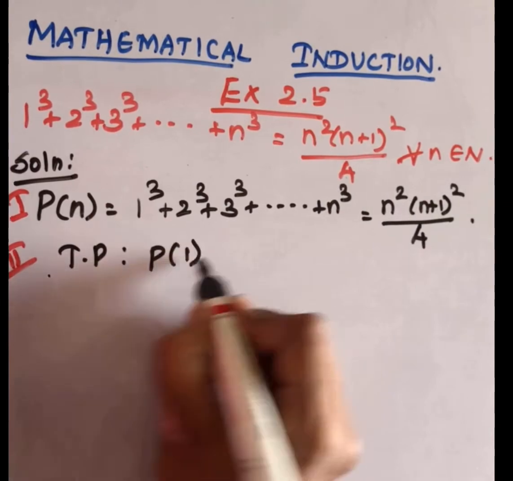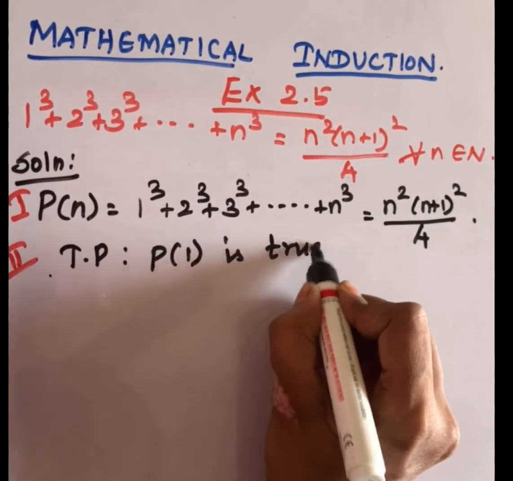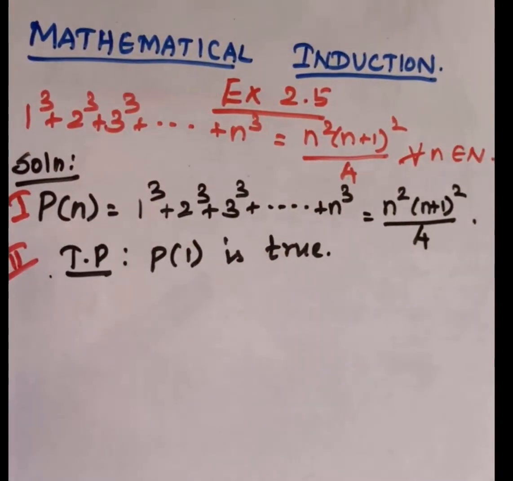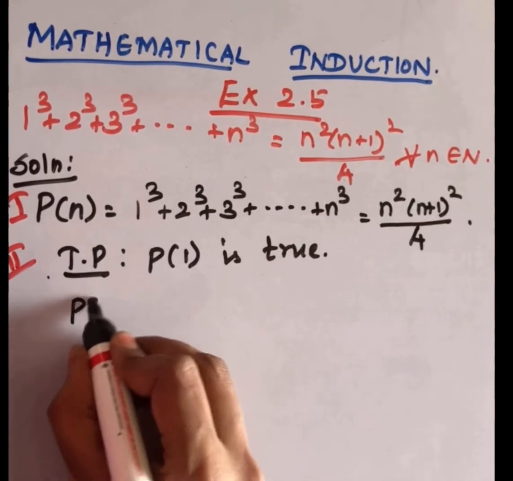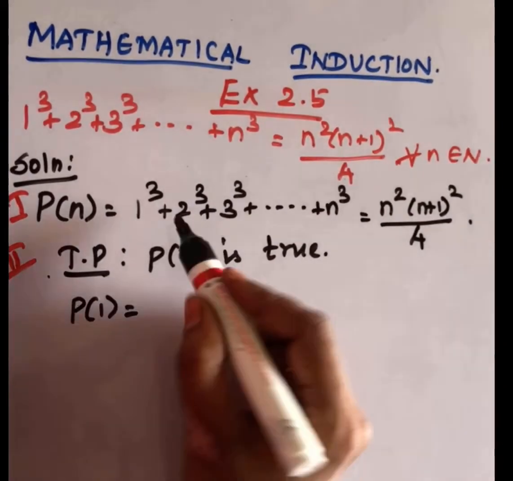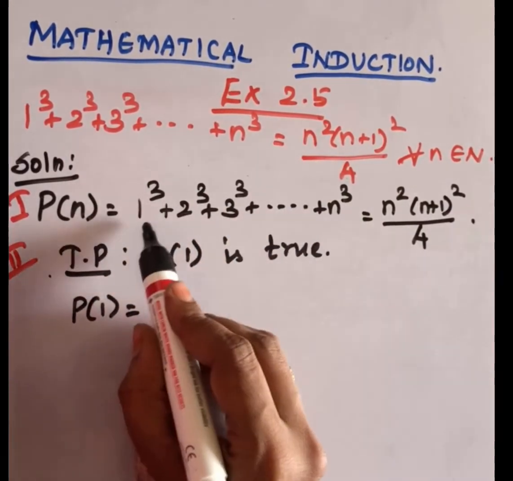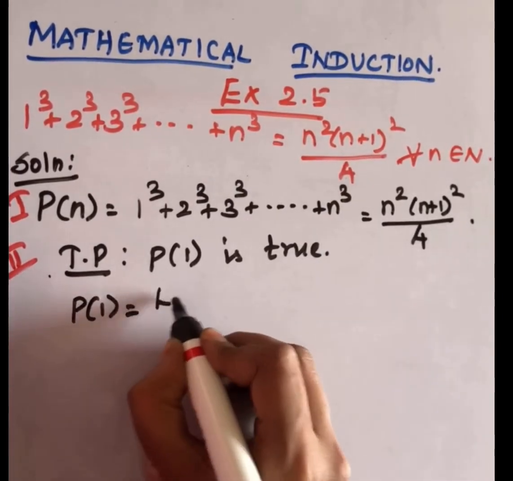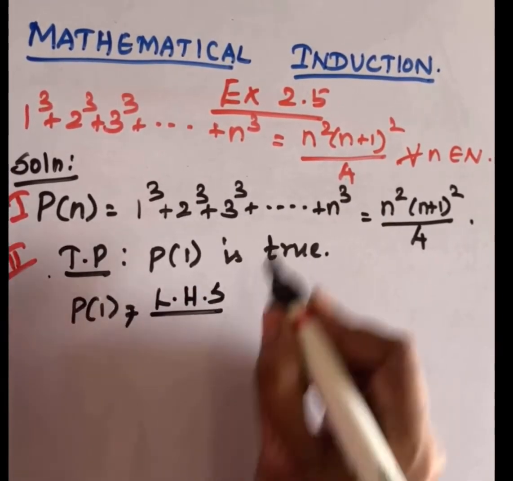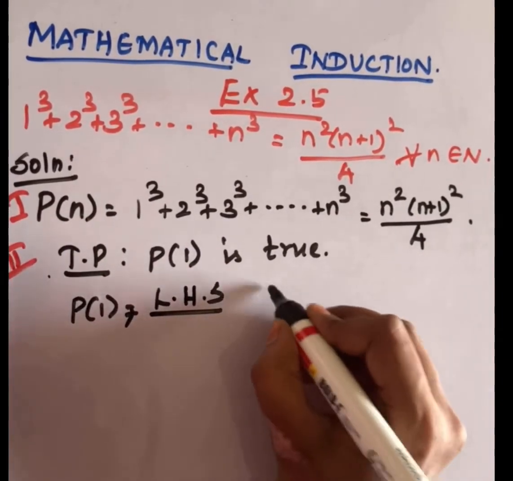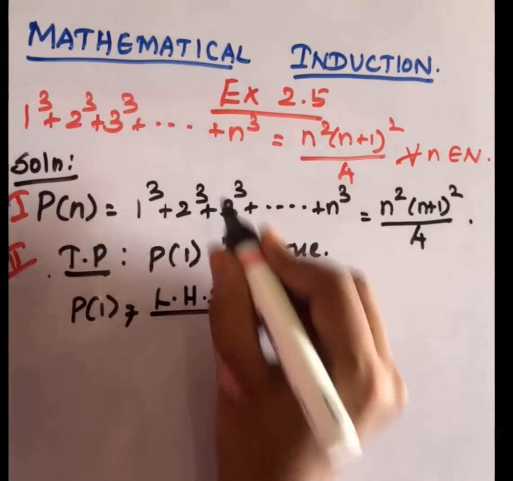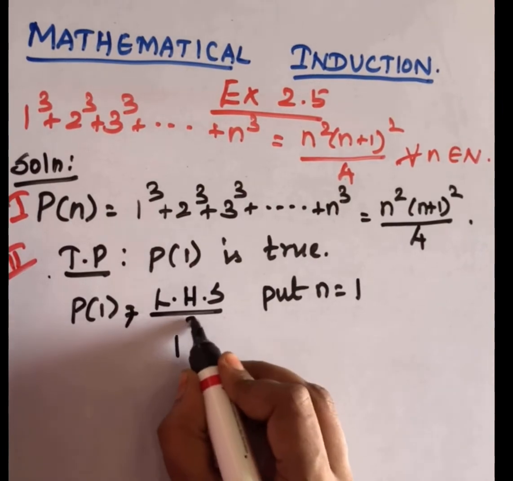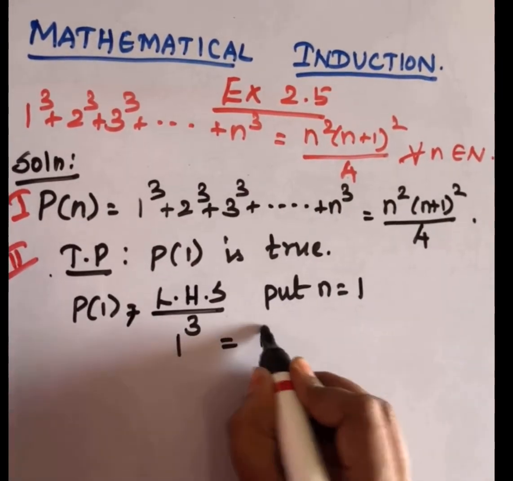We have to prove P of 1 is true. Instead of n, you have to substitute 1. So P of 1, n is equal to 1, so only one term is there. On the left hand side, put n is equal to 1. Only one term is there, n cube, so 1 cube is equal to 1.